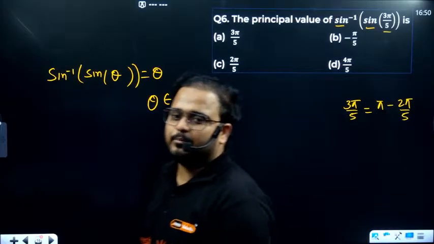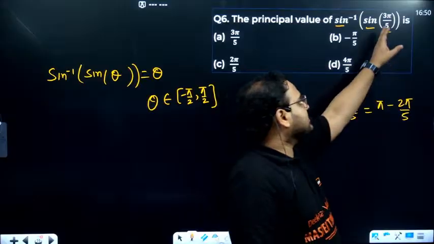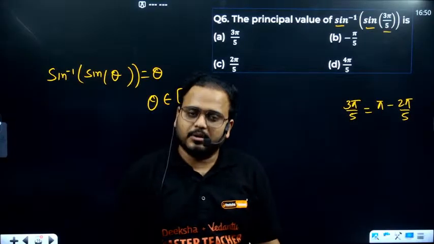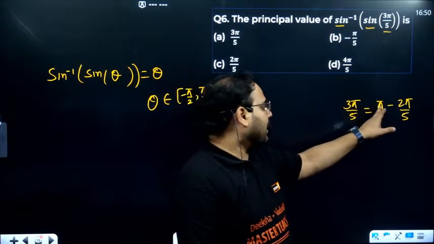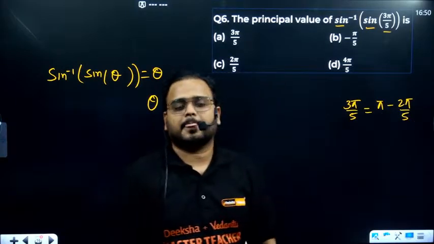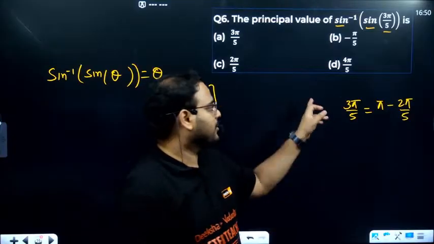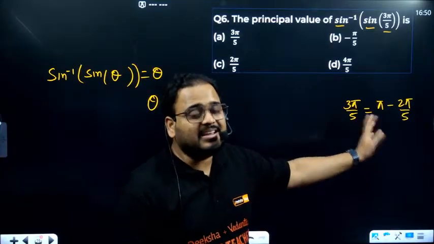I don't think anybody will have a problem with what I wrote. I'm rewriting this angle in this form. How come? Pi is 5 pi by 5 and this is 2 pi by 5. Subtract it: 5 pi by 5 minus 2 pi by 5 is 3 pi by 5. So I've done nothing wrong by rewriting the angle.